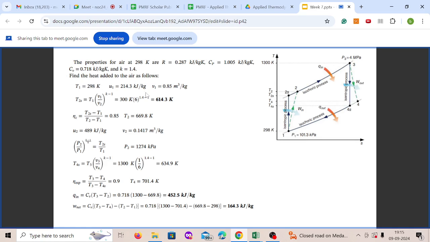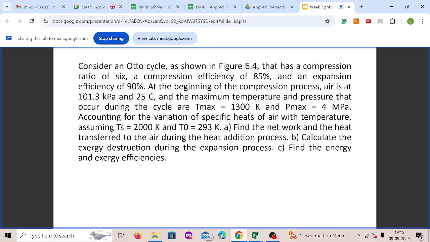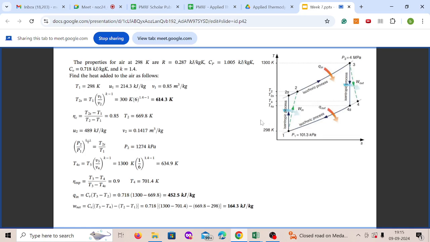So with this, at this point you can find out from a table. Since they are saying that variation of specific heat has to be considered, we'll take data from the air standard table. So for this pressure and temperature, you can find out internal energy is 214.3 kilojoule per kg, and your specific volume is 0.85 meter cube per kg. So this being an isentropic process, we can estimate the temperature at the end of the process, 2s.